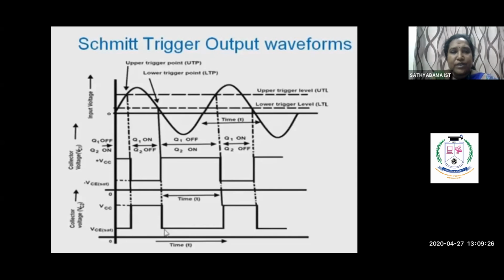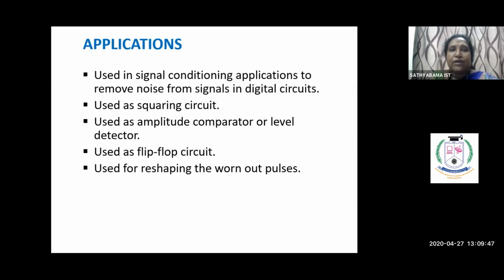See the output waveform. The input is a sinusoidal signal. If it reaches the upper threshold point, the transistor goes from off condition to on condition, and if it falls below the lower threshold point, the on condition of transistor Q1 changes into the off condition. This is how we get the square wave output.